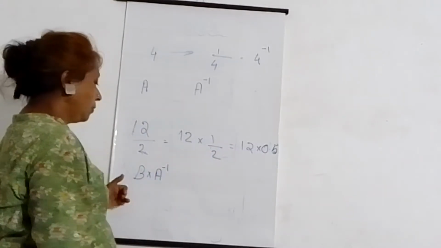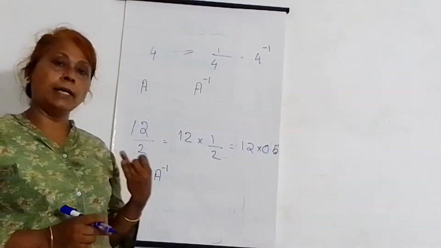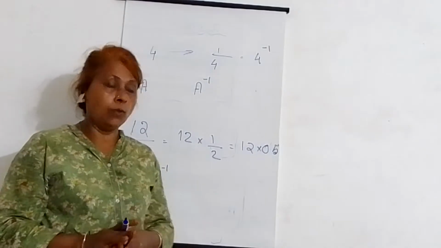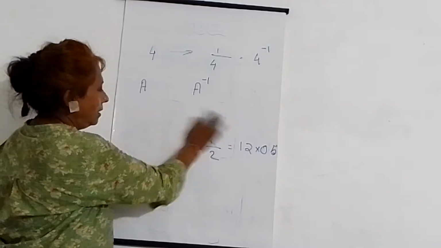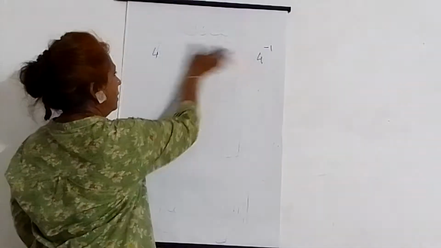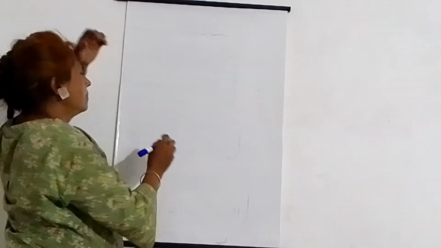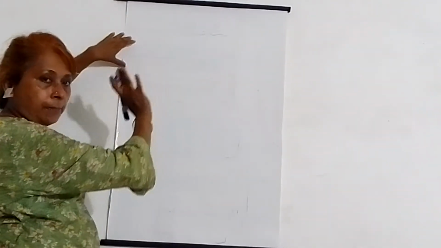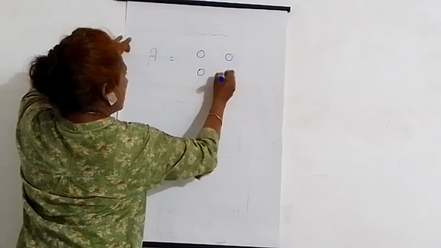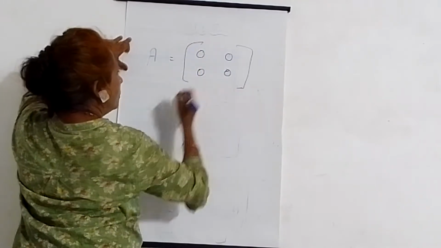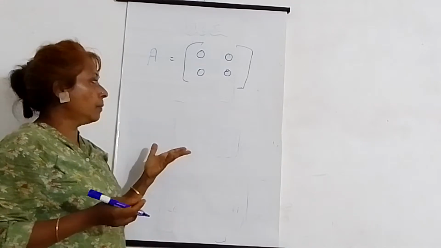To find the inverse of a matrix, we must know the determinant, and some different kinds of matrices are there. You should know everything. You told me you didn't learn these things, isn't it? So first we can see, I'm going to write a matrix with 0, 0, 0, 0. What do we call this one? This is a 0 matrix.